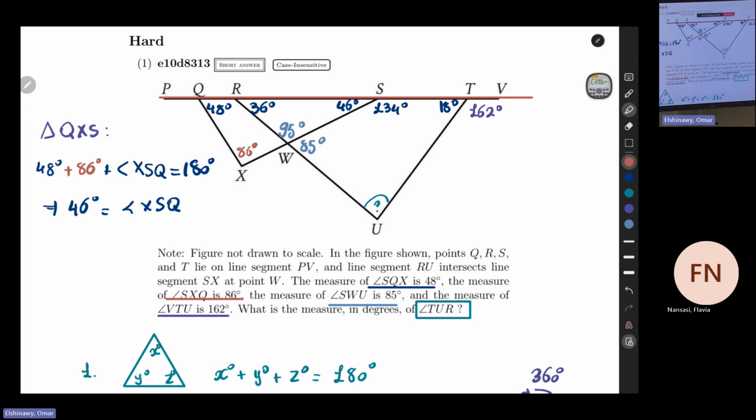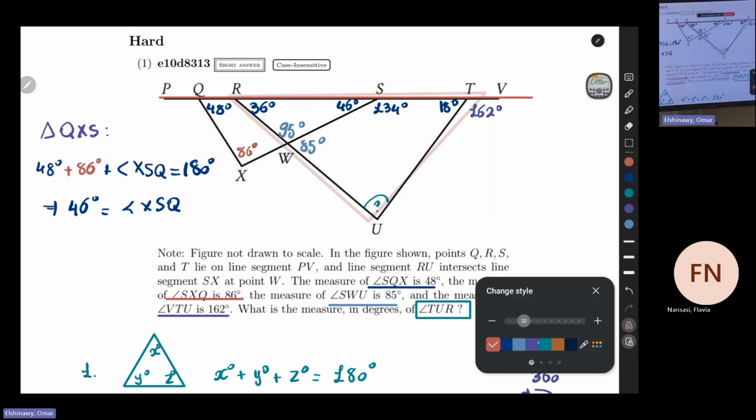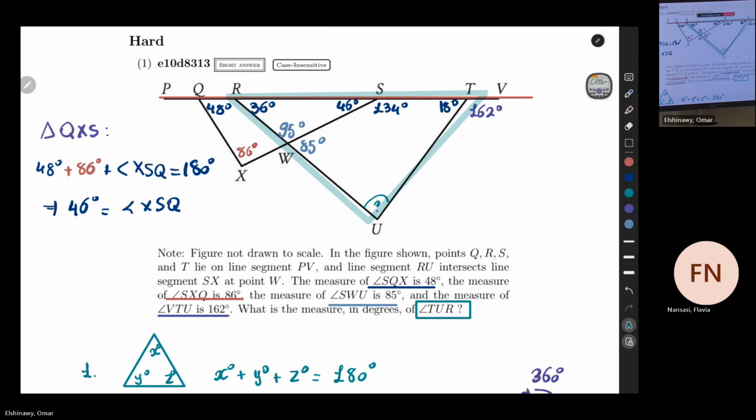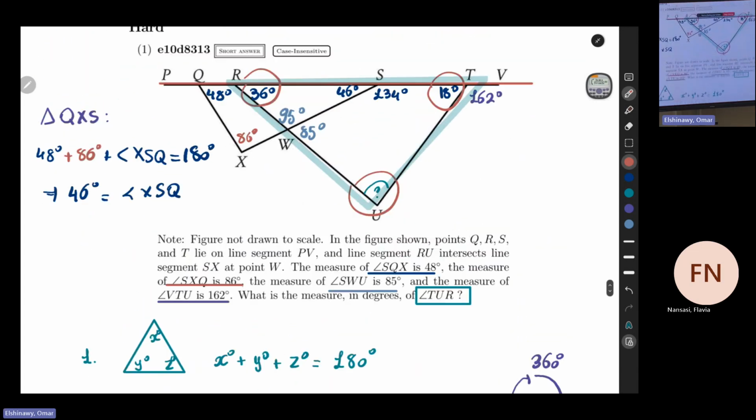And now finally, to conclude the problem, we focus on the big triangle, which is the red one. This is not precisely highlighted, but I hope you can see it well enough. And in this triangle, we have the first angle is 36, the second angle is 18, and the third angle is the green one. So we can write down the following: 18 degrees plus 36 degrees plus the green angle is equal to 180 degrees.